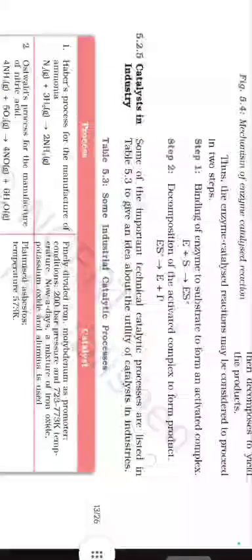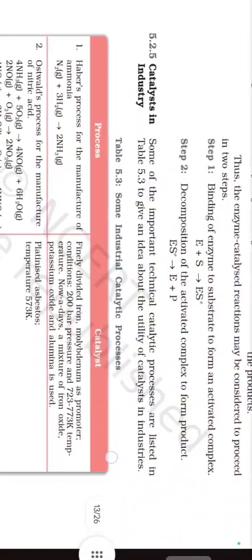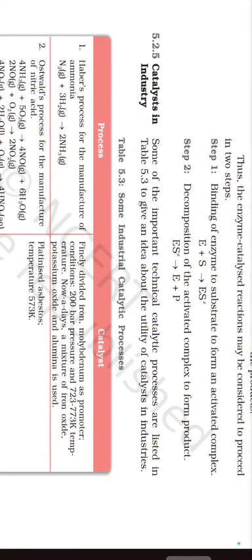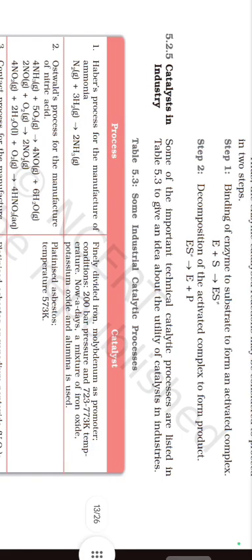Thus, the enzyme catalyzed reactions may be considered to proceed in two steps. Step 1, binding of enzyme to substrate to form an activated complex: E plus S gives ES*. Step 2, decomposition of the activated complex to form product: ES* gives E plus P.